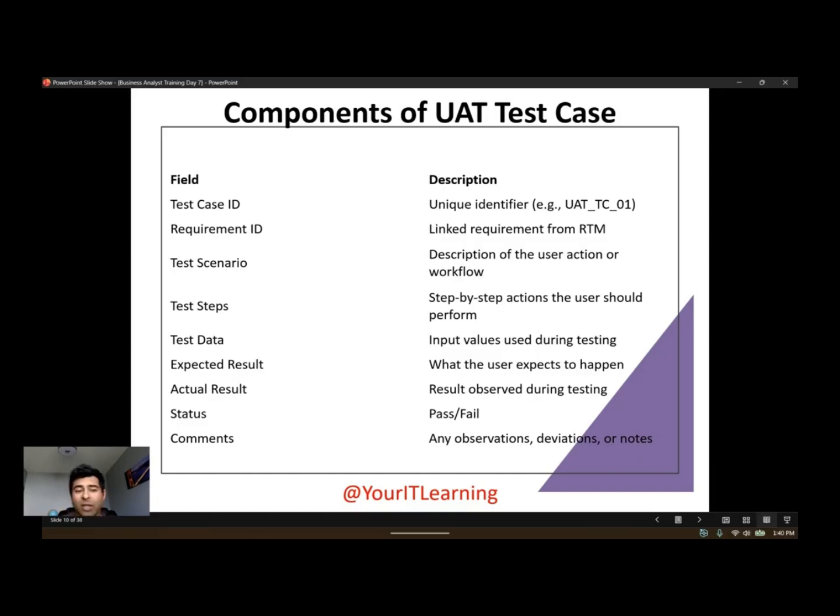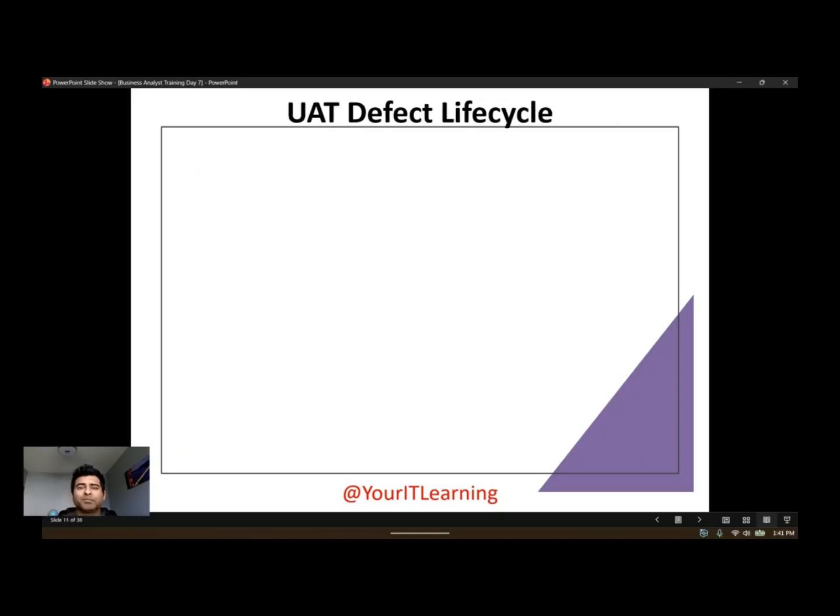Are we seeing this or not? Actual result will be: are we seeing the actual balance or not? Is it working as expected? The status will be pass if we are seeing the balance, fail if we are not. And then any additional comments, like any observation, deviation or notes.